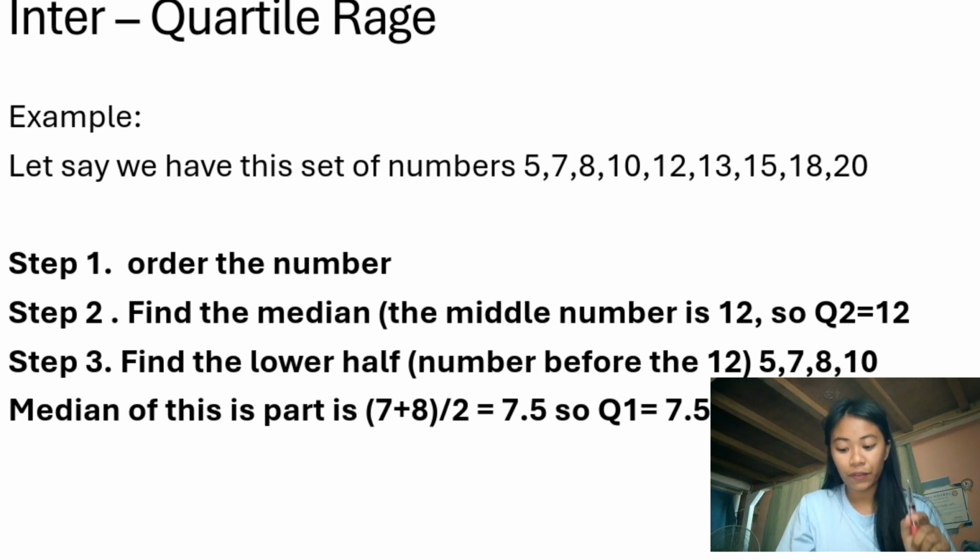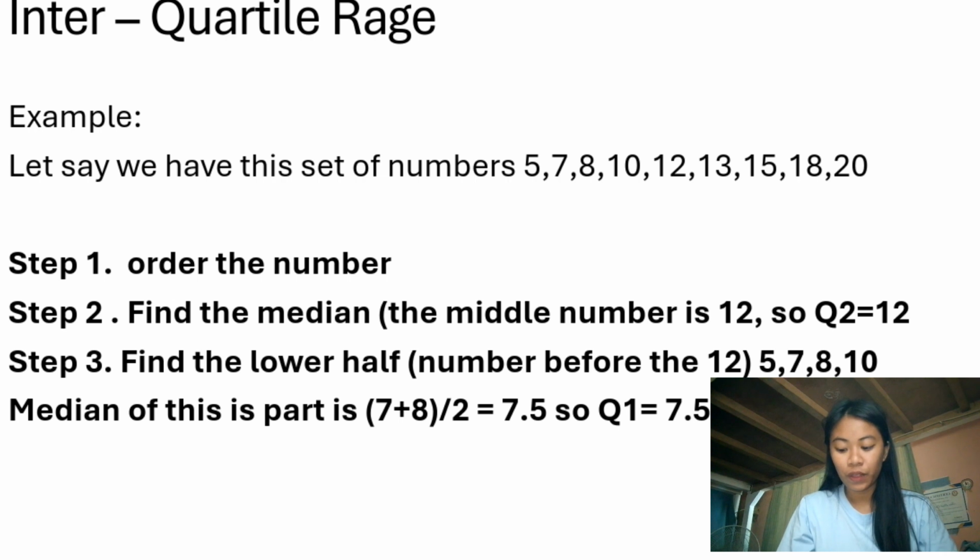And then, step 3 is find the lower half. Yung lower half is yun yung numbers before the 12. So, ang numbers before the 12 is 5, 7, 8, and 10. Median of this part is 7 plus 8. Yung median daw niya is yung part ng 7 plus 8. So, 7 plus 8 divided by 2, 7.5. So, yung Q1 natin dyan is 7.5.